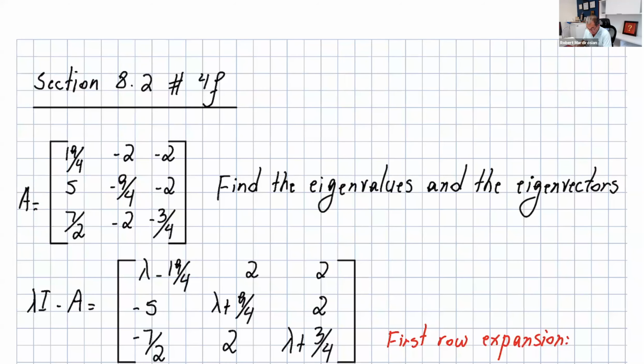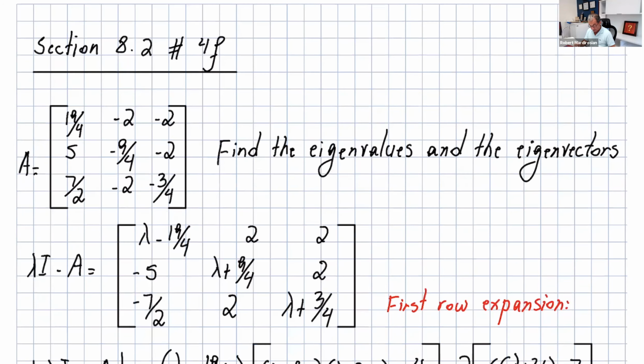Hi and welcome everyone. In this video, I want to go over problem number 4F from section 8.2. So basically, you're given a 3 by 3 matrix and you want to find the eigenvalues and the eigenvectors, and of course, the dimension of the eigenspaces.